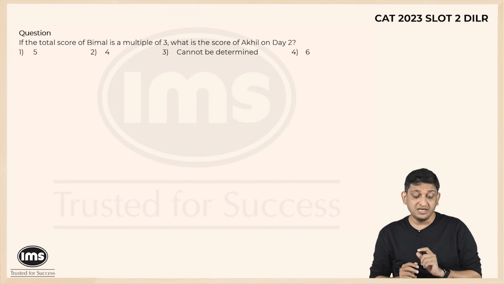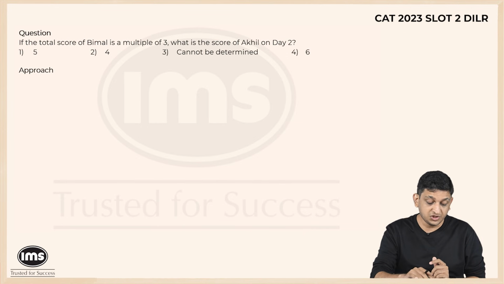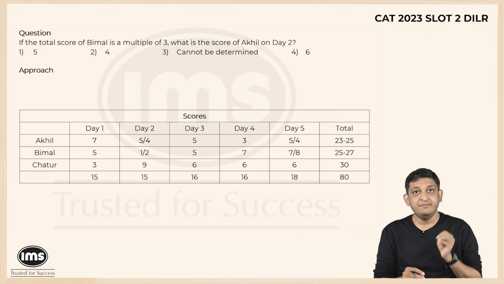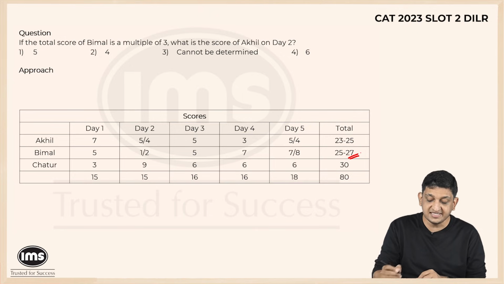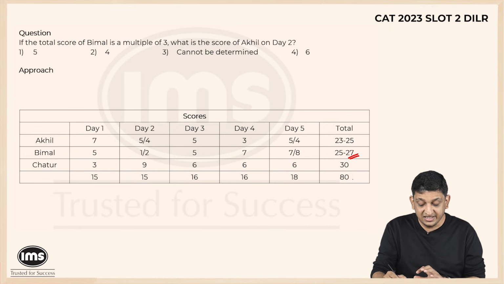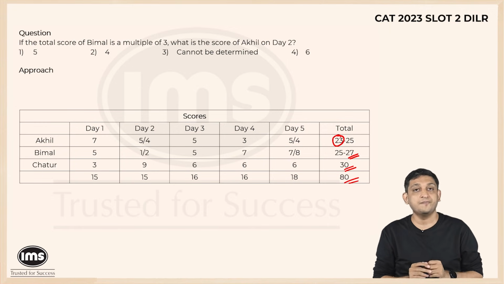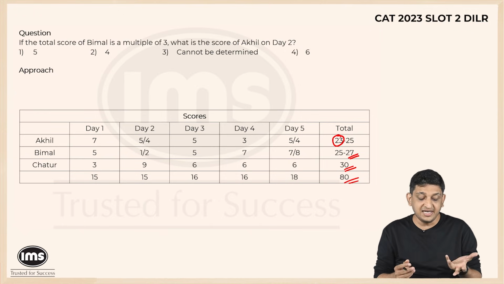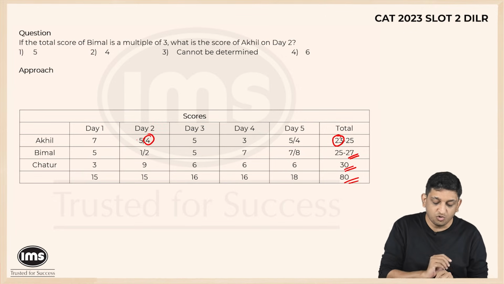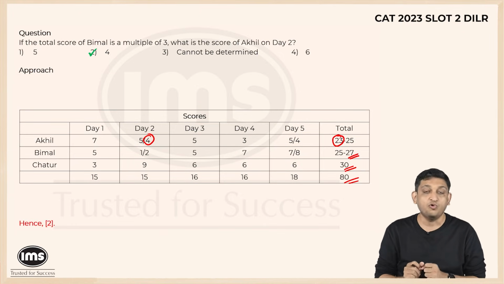If the total score of Bimal is a multiple of 3, then what is the score of Akhil on day 2? Now if the total score of Bimal is a multiple of 3, it basically means that Bimal would have scored 27 points in total. Now if Bimal has scored 27 and the total is 80 and this is 30, it means that Akhil will have to score 23 in total. Now if Akhil has scored 23, it means that Akhil has scored less on these days wherever there was an ambiguity. So Akhil on day 2 would have scored 4 and not 5, and that is why the correct answer here is option 2, that is 4.